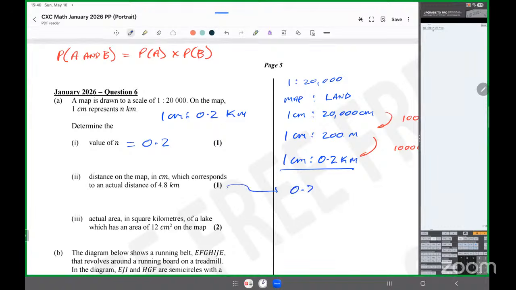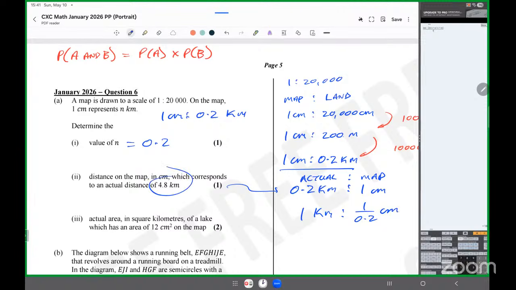We know that 0.2 kilometers corresponds to 1 centimeter. I'm reversing the scale. I'm just putting the actual side first, then the map side. And 0.2 kilometers is that. I want to know from this ratio, what is 4.8? So I can divide by the 0.2 first and see what 1 is, and then multiply by 4.8 to see what 4.8 is. Divide by 0.2 first. I'm going to get 1 kilometer to 1 over 0.2 centimeter.